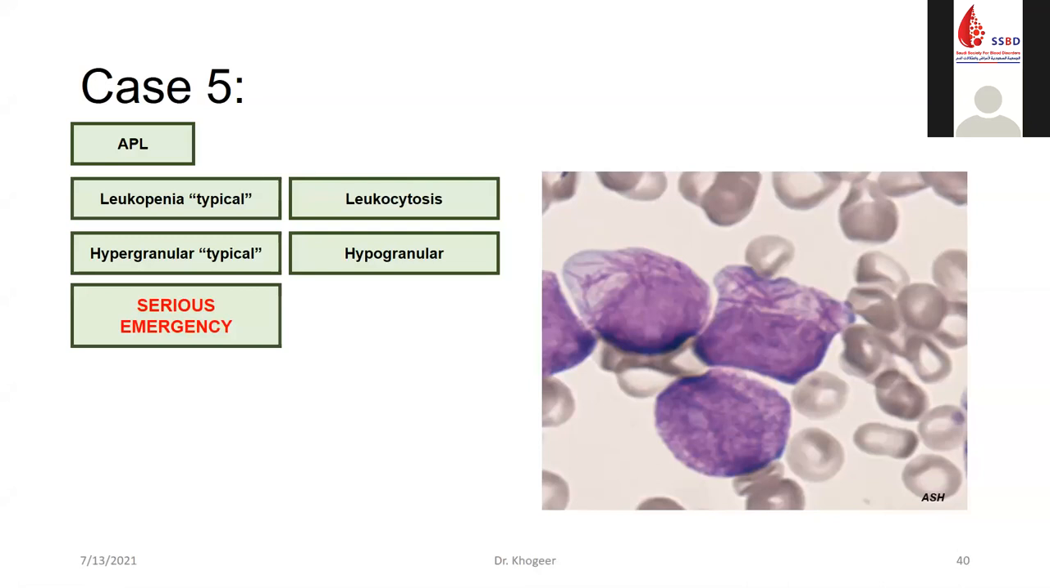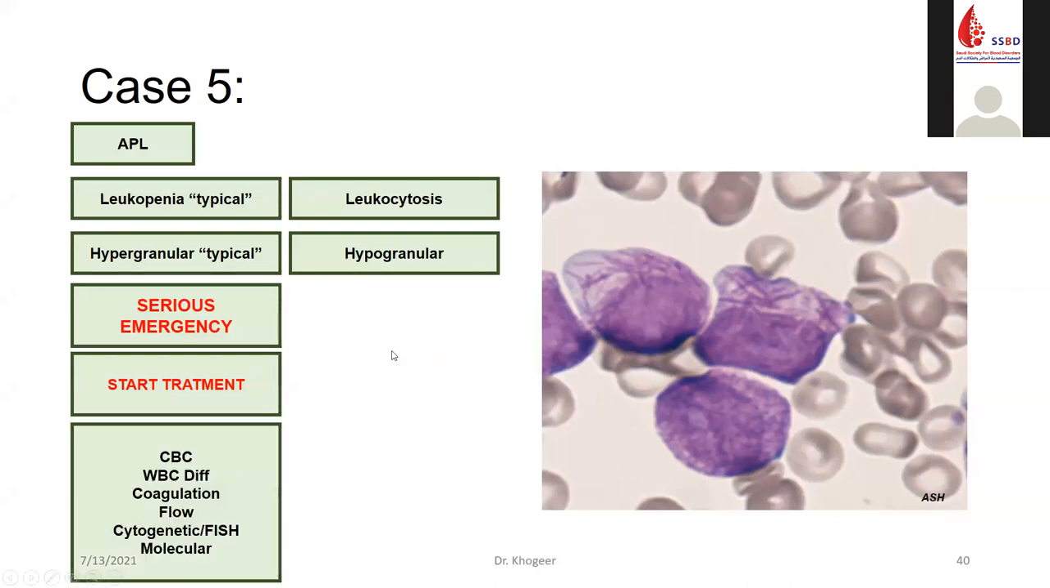APL is considered one of the most serious emergency cases in hematology that need quick action because of a high rate of death, mainly due to coagulopathy. So once you have a case and suspect this is APL, just inform the clinician to start the treatment as soon as possible.